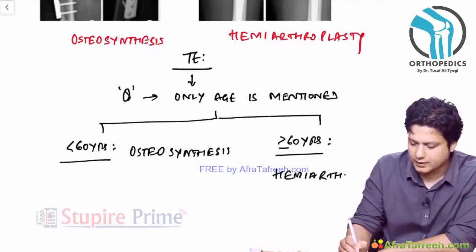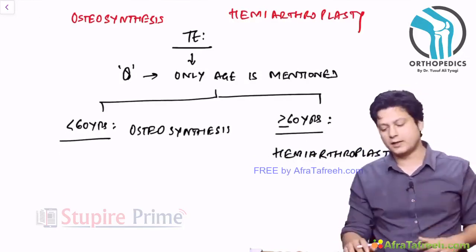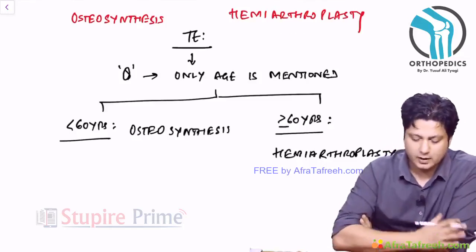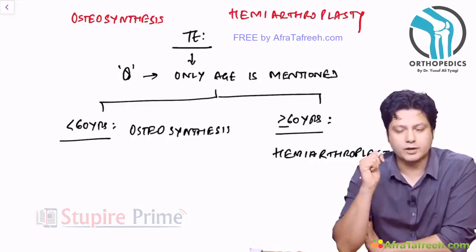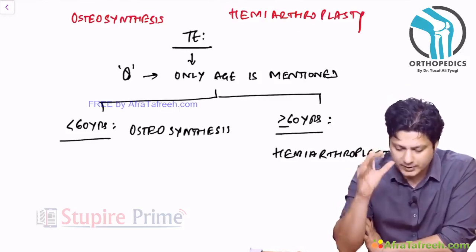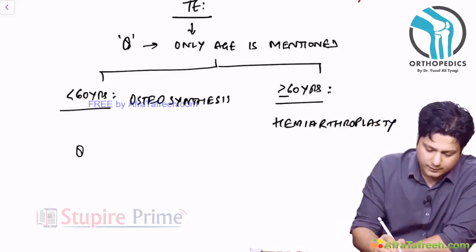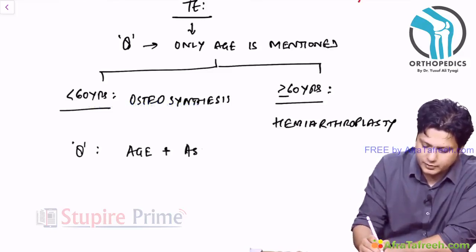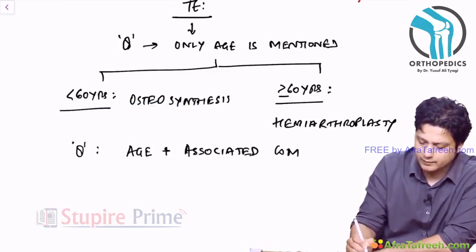Although practically the things are different, there are multiple variations to this management criteria. Practically, it is not only the age that is taken into consideration, rather there are multiple other things, like which one will have greater chances of going into non-union, which one is found to be more displaced, greater chances of avascularity. So based on that, the management is decided. Second is that if in the question age plus associated comorbidities are given.